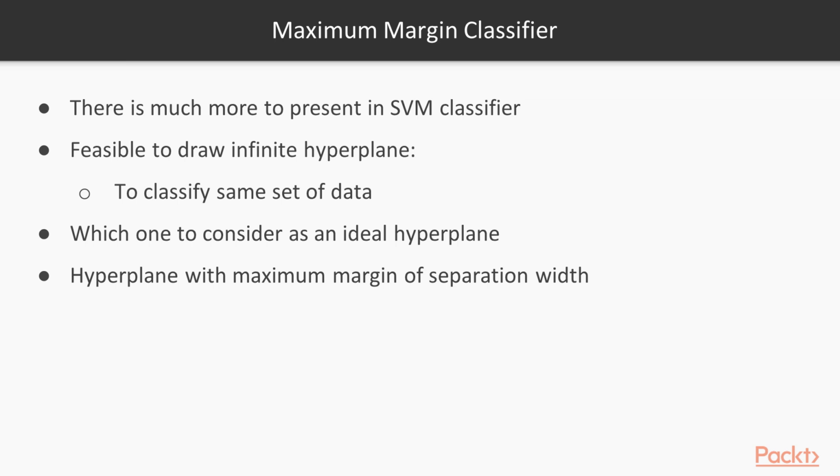People usually generalize support vector machines with maximum margin classifiers. There is much more to present in SVMs compared to maximum margin classifier. It is feasible to draw infinite hyperplanes to classify the same set of data. But the question is, which one to consider as an ideal hyperplane? The maximum margin classifier provides an answer to that, the hyperplane with the maximum margin of separation width.